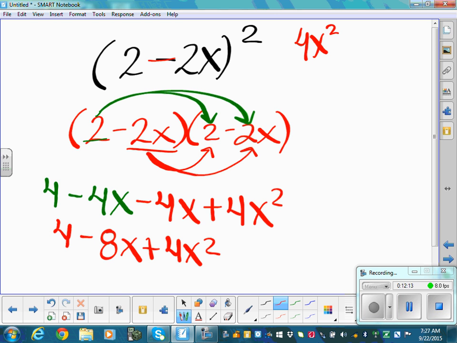It needs to stay negative. So minus 8x. Does everybody see why it's minus 8x? Yeah. Plus 4. Okay, good. That's all you need to be here for, then you can feel free to leave.